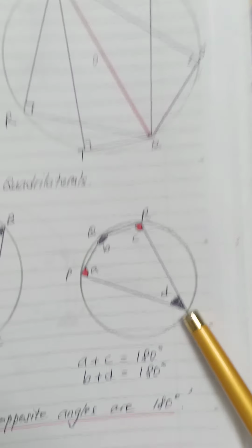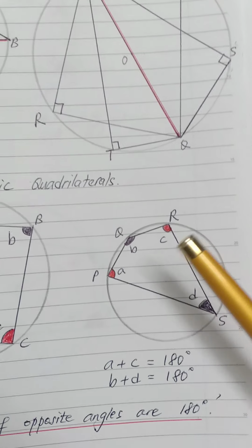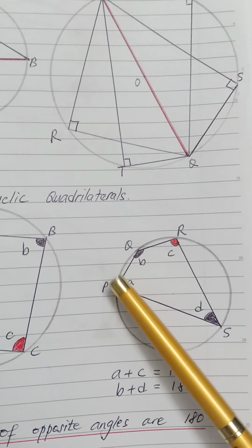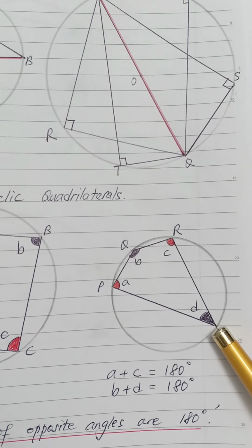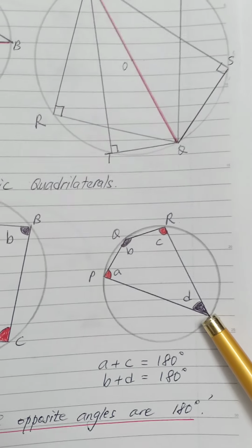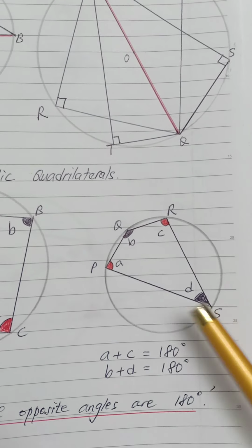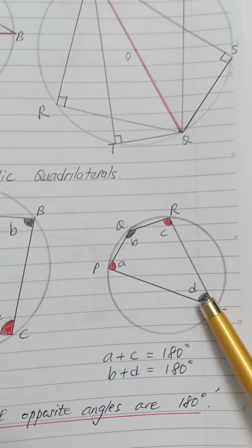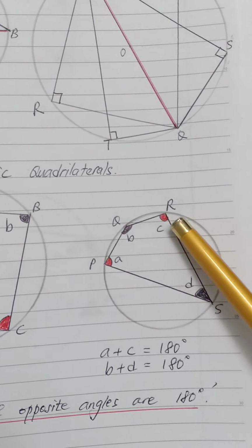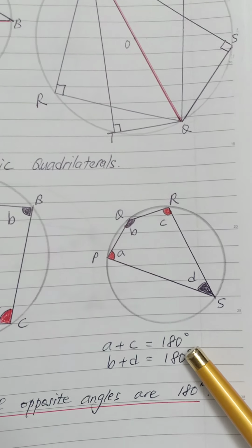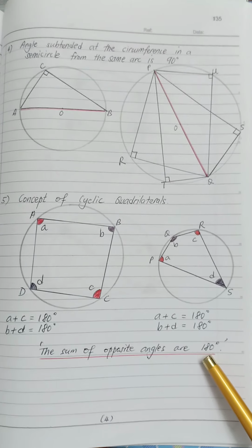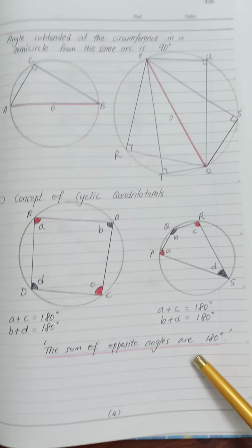Take a look at this one. This is also a cyclic quadrilateral. The property you must see first: it must have four sides, 1, 2, 3, 4, and all four vertices must touch the circumference of the circle. So P, Q, R, S is touching. Now the sum gives you 180. Take a look at this. B is opposite to D, so B plus D is 180. A is opposite to C, so A plus C is 180. Very simple. This is called a cyclic quadrilateral, where the sum of opposite angles is 180. Okay, very good.